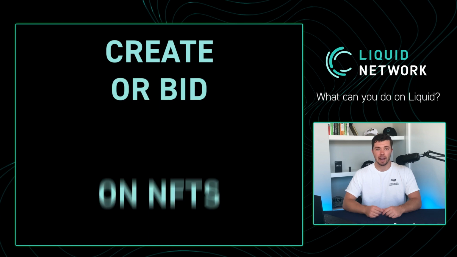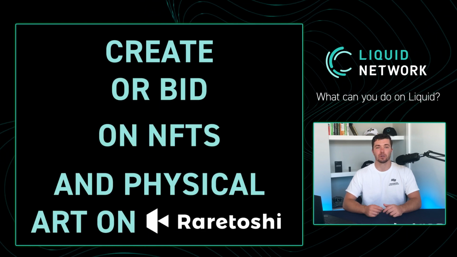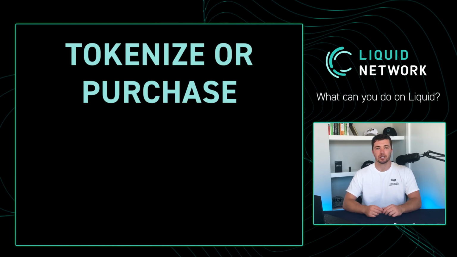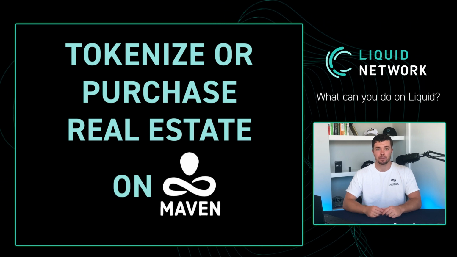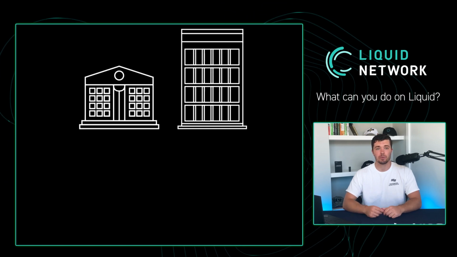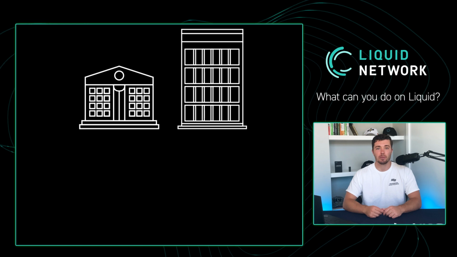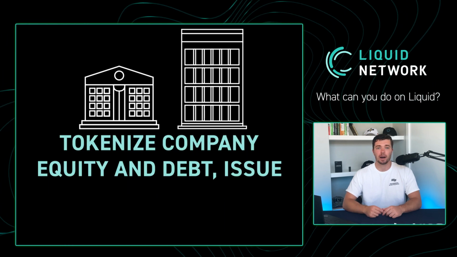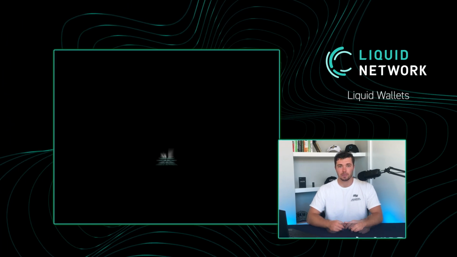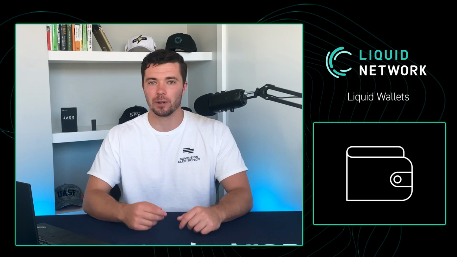Create or bid on NFTs and physical art on RareToshi. Tokenize or purchase real estate on Maven NFT. Or, if you're an institution or business, you can tokenize company equity and debt, issue bonds, and other financial instruments. You'll also need a Liquid wallet to hold your Liquid Bitcoin and other Liquid assets. Luckily, you have quite a few to choose from.